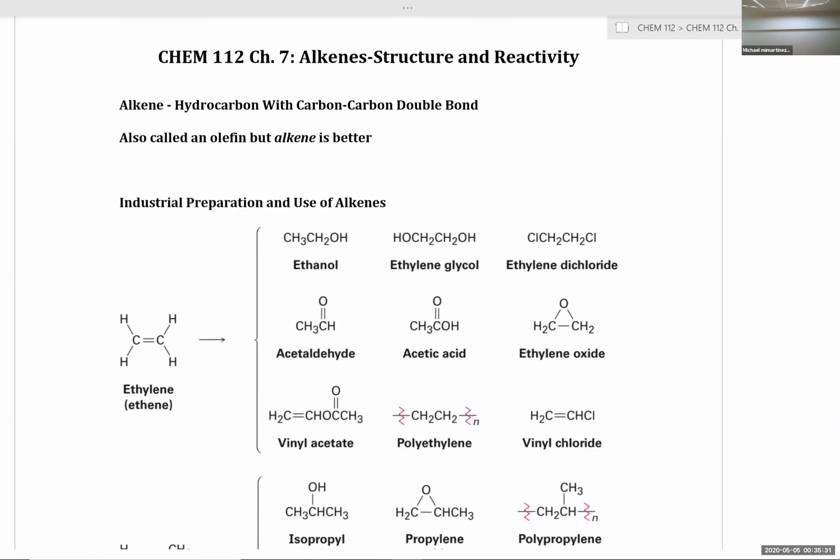Okay, so let's talk about alkenes. So what is an alkene? It's a hydrocarbon with a carbon-carbon double bond. Alkenes can be called an olefin as well. Olefin is just another term used to describe alkenes.